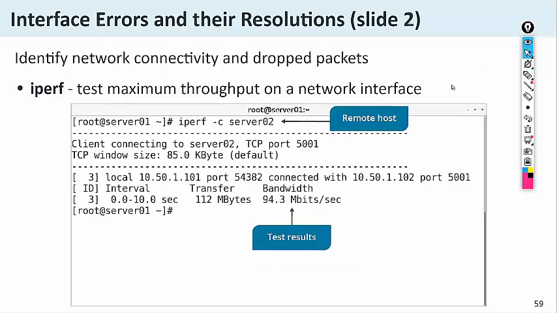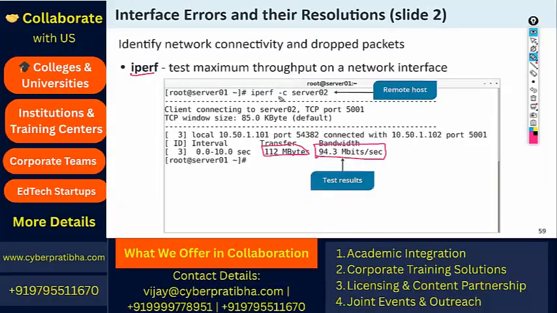Okay, another command is ip -s. The ip command is used for checking the connectivity and how many packets are dropped. So you can check the bandwidth and the transfer, and whether any packets have been dropped. You can use -c and give the server name or IP address.